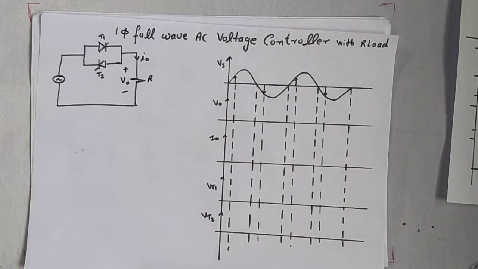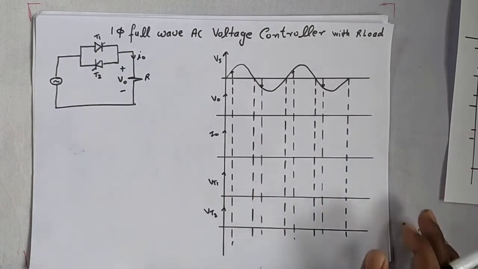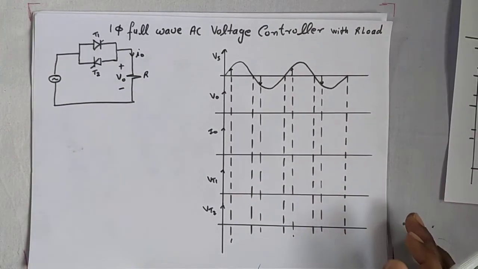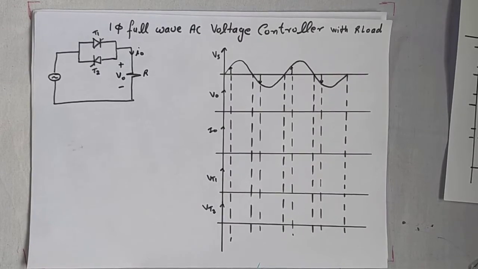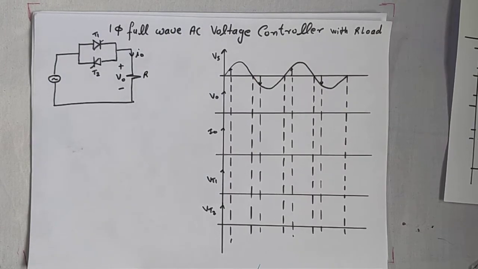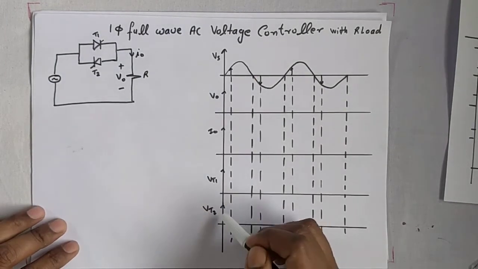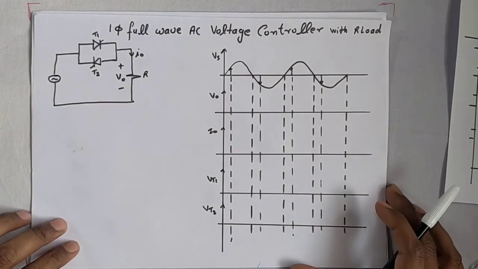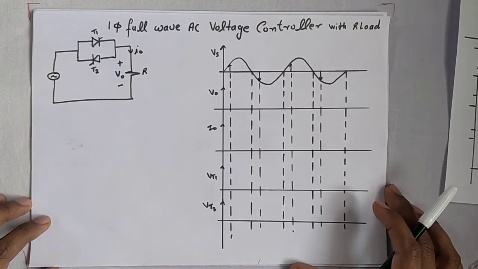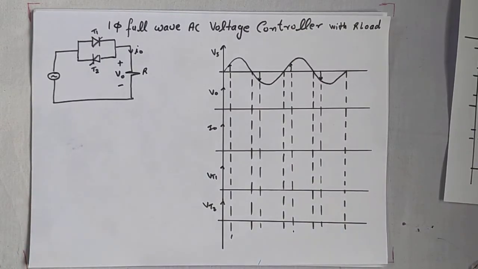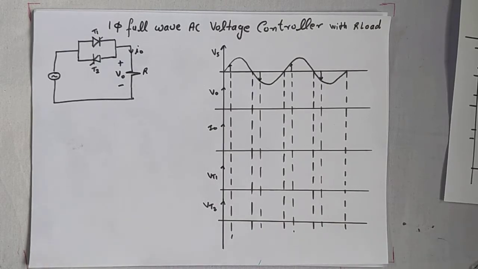Good morning everyone. My topic today is the single phase full wave AC voltage controller with R load. In this topic we will discuss the circuit diagram, the output voltage waveform and output current waveform, the voltage across thyristor 1 and thyristor 2, and also the output equations or parameters of this controller. Okay, so let's start by discussing the output voltage waveform.